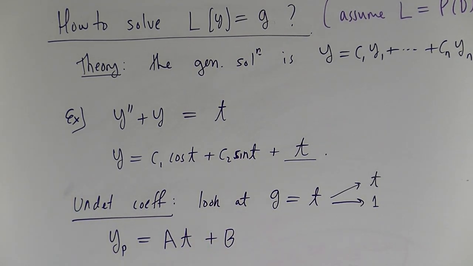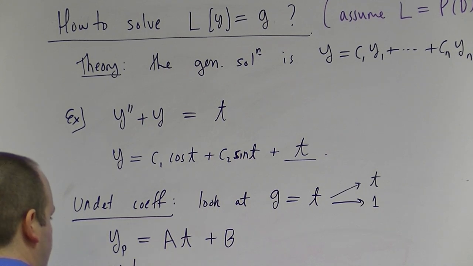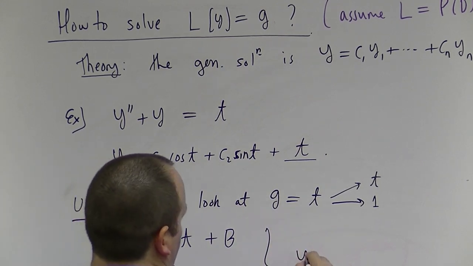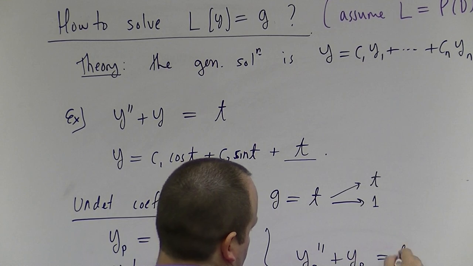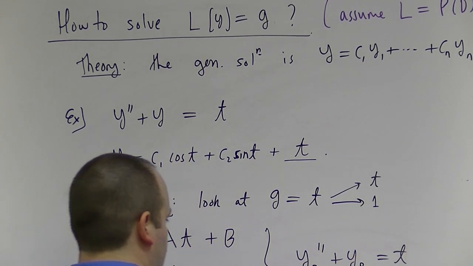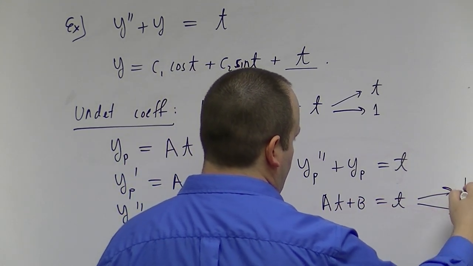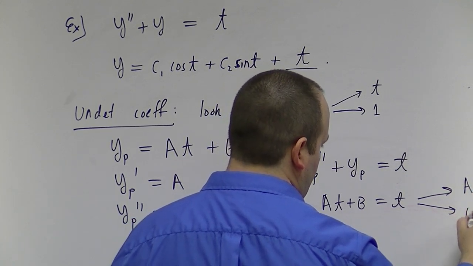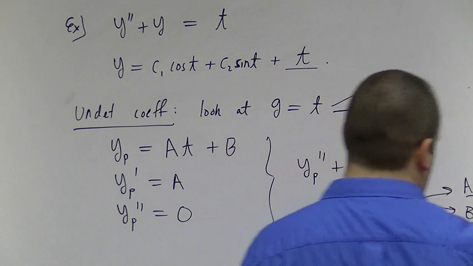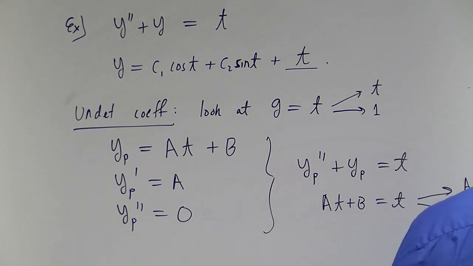That's our naive guess. Then you plug it in. y_p' is a, y_p'' is 0. Put those in, I get y_p'' + y_p = t. So what does that give me? It gives me at + b = t, which tells me my undetermined coefficients should be 1 and 0, which of course leads me back to Daniel's guess of y_p = t. So this is the method of undetermined coefficients. Basically, take your forcing term, differentiate it, see what happens, take a linear combination of those things, plug it back in, see if it works.